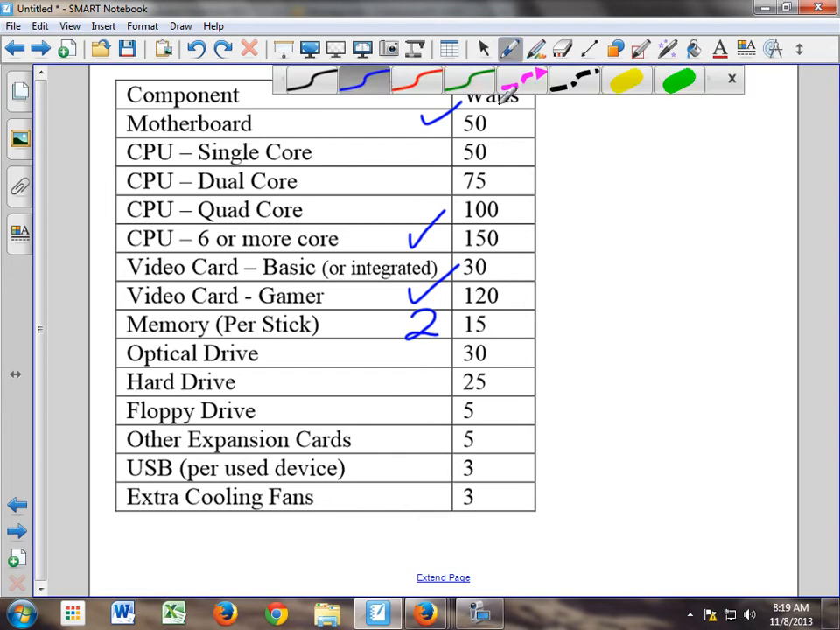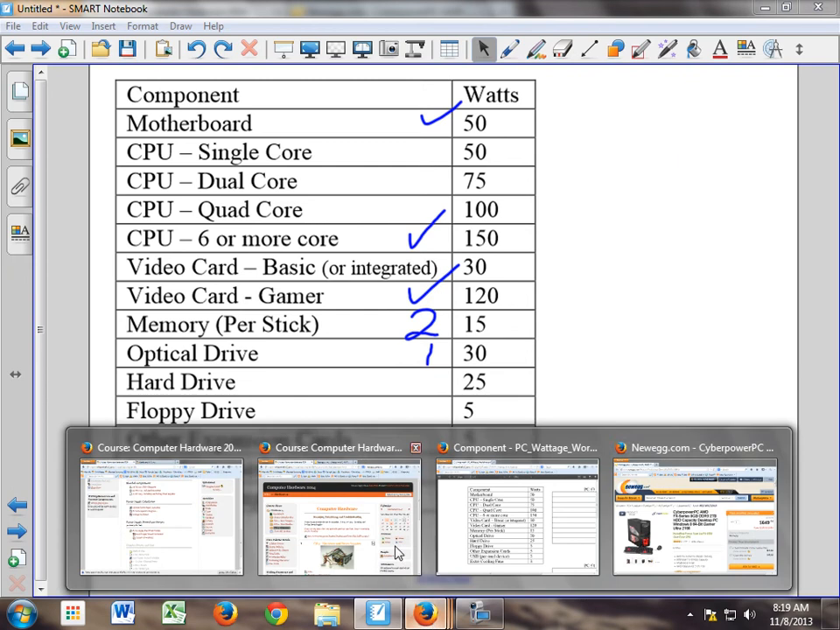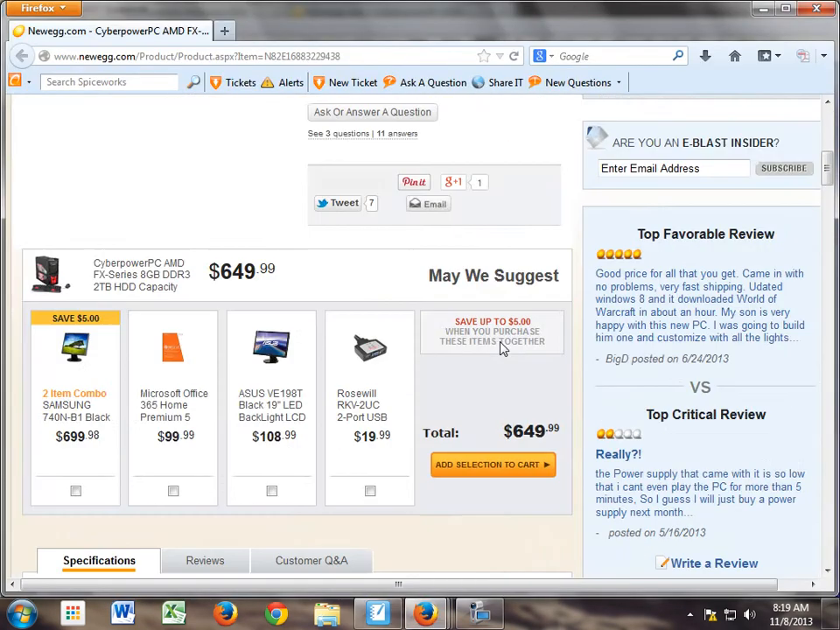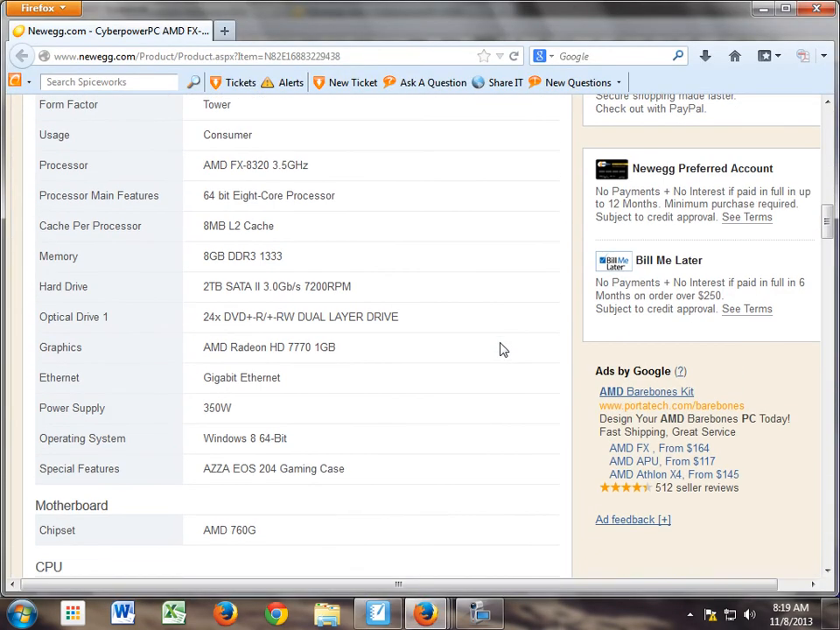So we got our optical drive. How many hard drives? One. How big is it? It's 2 terabyte. 2 terabytes, SATA 3, 7200 RPM. There's our other one. Oh, this is good. This is our information right here.